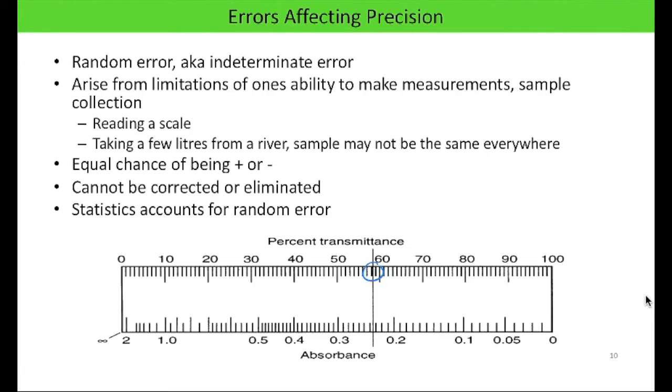If you are taking a sample from a river, you're clearly not going to be able to take the whole river and do an analysis on it, so you have to take some samples. Now, the samples may not be the same everywhere. There may be different minerals in different areas of it. There may be different oxygen concentrations. There may be different nutrients or microorganisms. So each part of that river may be a little bit different. So taking samples is going to result in a random error. So the only way to get rid of that would be to sample the whole river, but you clearly can't do it. So like systematic error, random error can both be positive or negative, can't be corrected or eliminated. The only way to deal with it is through statistics.